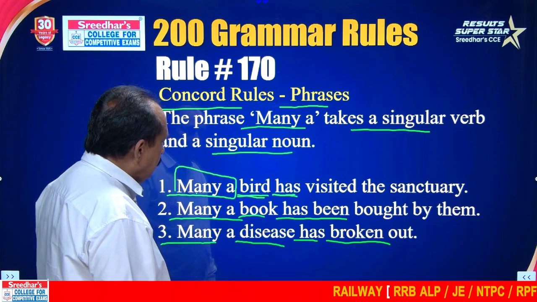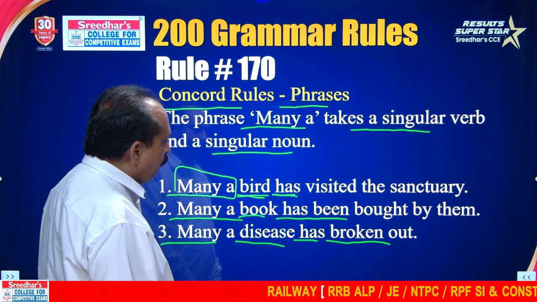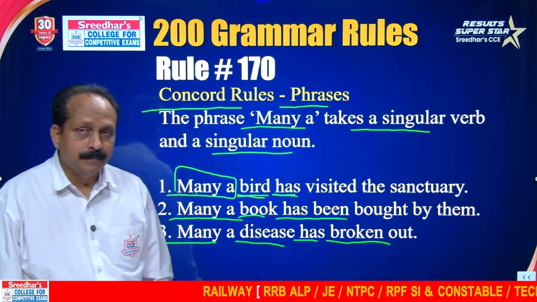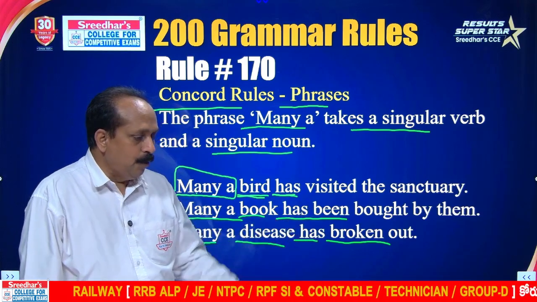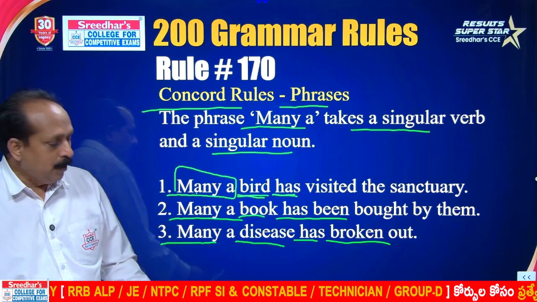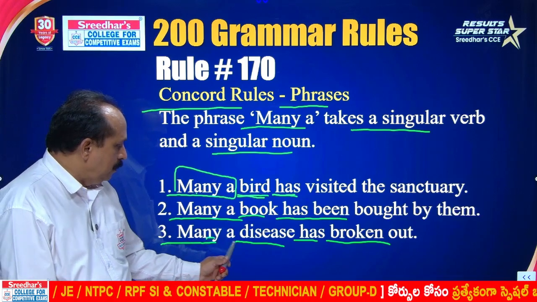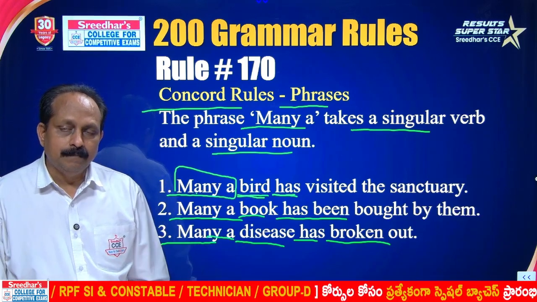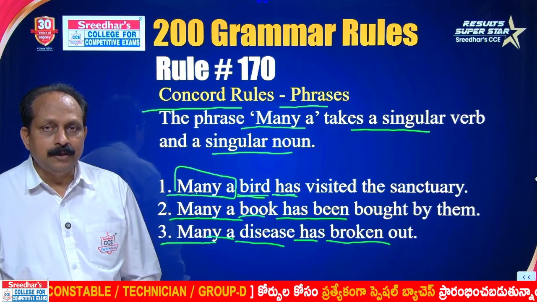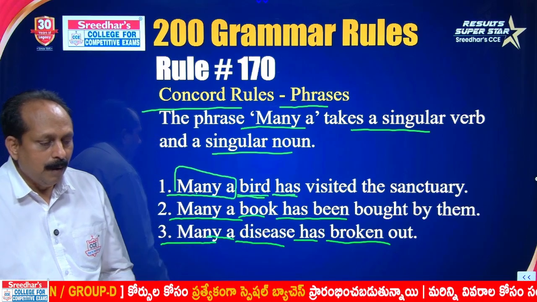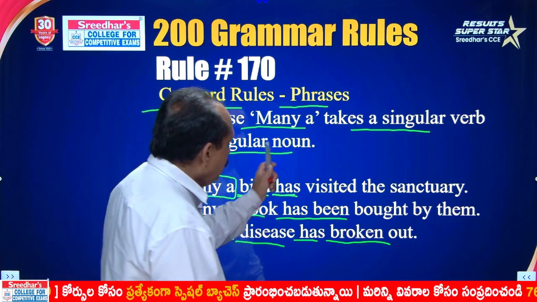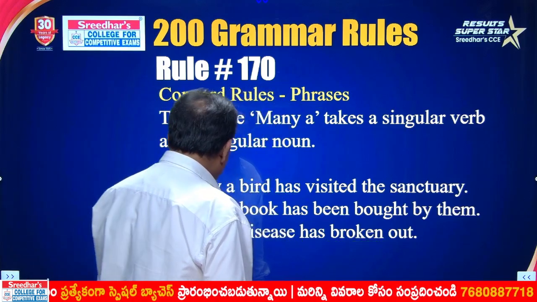In the exam, they may give "many diseases have broken out." No error. They may give this one, "many a diseases have broken out." Then it is wrong. When you use the phrase "many a," remember the noun should be singular, the verb also should be in the singular form. Many a disease has broken out. Means started suddenly. This is also an important rule they have given many a time.